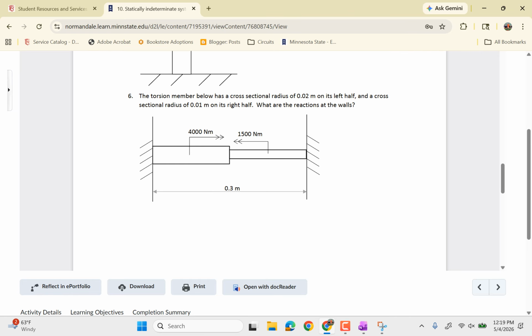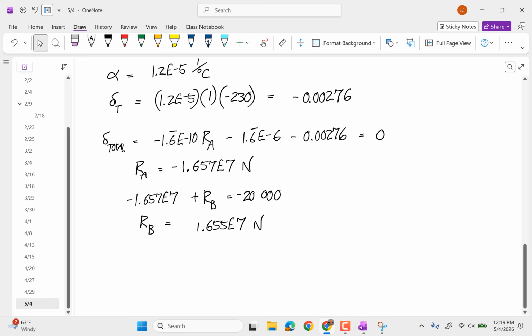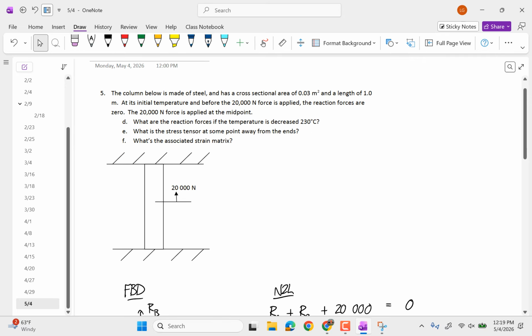When it says pick some point away from the ends, it's basically just choose any point of it. So what's the stress tensor? Well, that's actually a little funny, because the stress tensors are going to change above and below that 20,000 Newton force, although they're not going to change very much. Maybe I was just using the fact that the effect of the 20,000 is pretty minimal in this problem. But yeah, you can pick any point you want there.